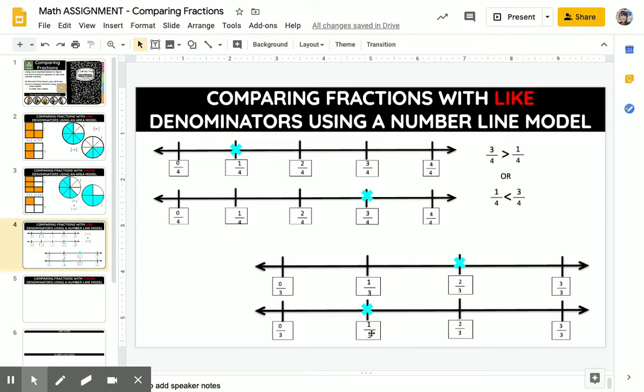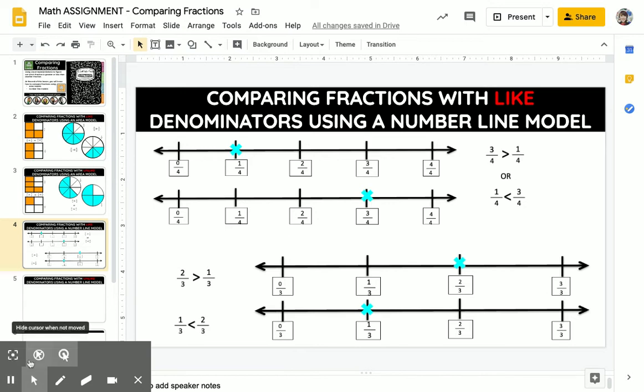the x represents 1/3. Because the top x is a greater distance to the right, 2/3 is greater than 1/3, or we can also say 1/3 is less than 2/3. Just like on the area models from before, the same rule applies. If the denominator is the same when you are comparing fractions, the larger numerator represents the larger fraction.